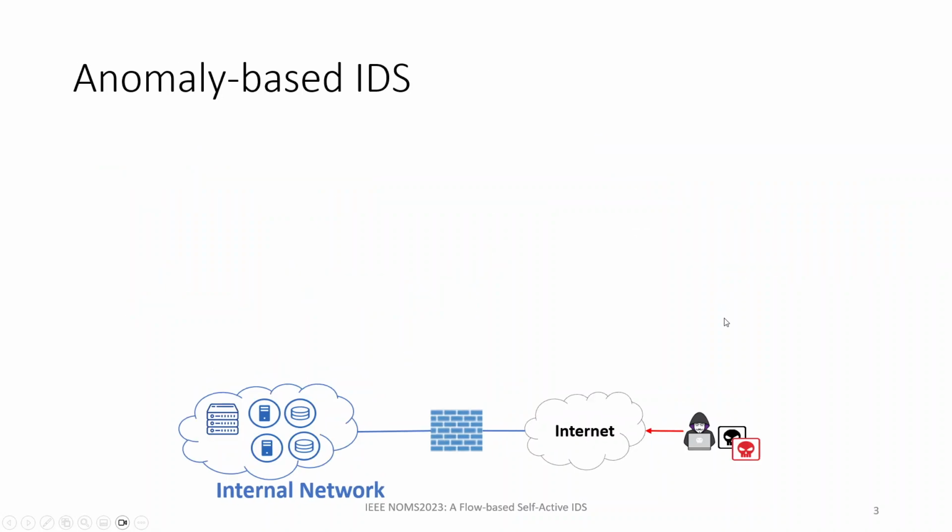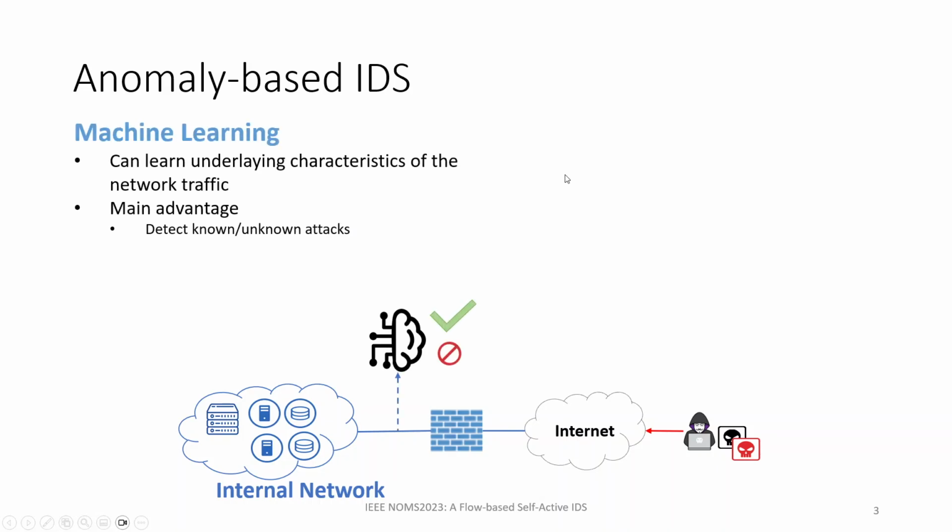Then we go to the second type, anomaly-based IDS, which, instead of relying on a predefined signature, tries to use some techniques to learn the behavior of normal traffic in order to classify abnormal activity in the network. Of course, one of the famous ways to do this is to use machine learning, where it can learn underlying characteristics of the network traffic. The main advantage is the ability to detect known and unknown attacks.